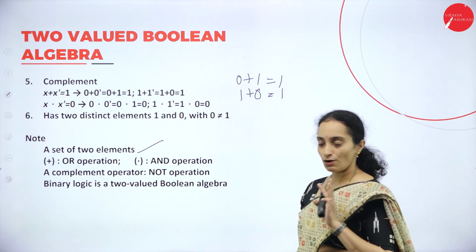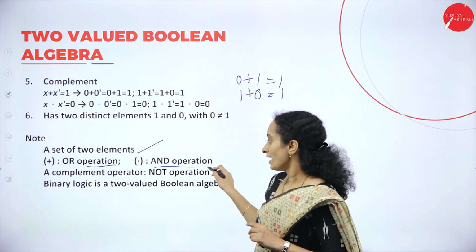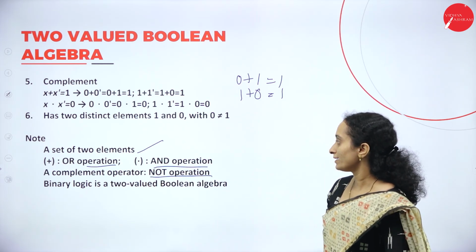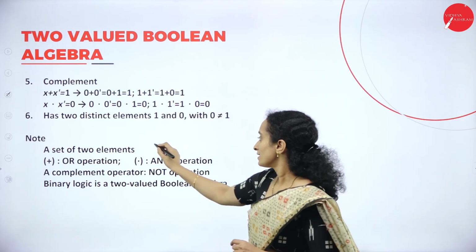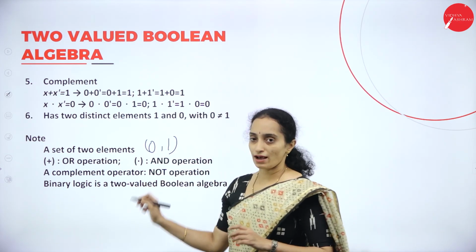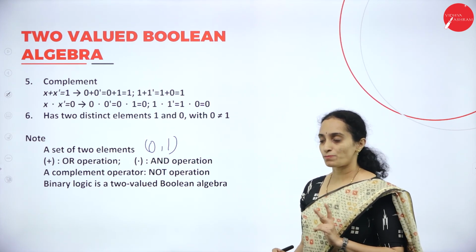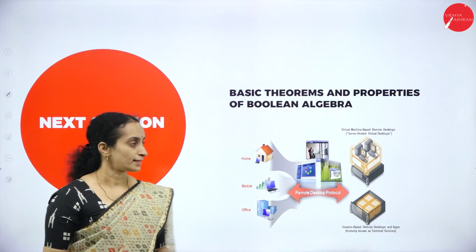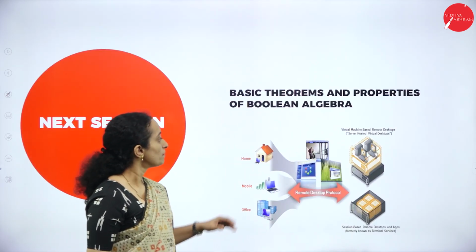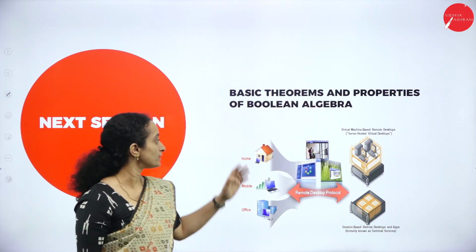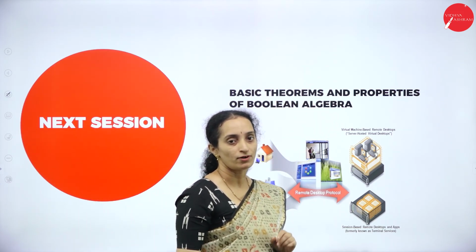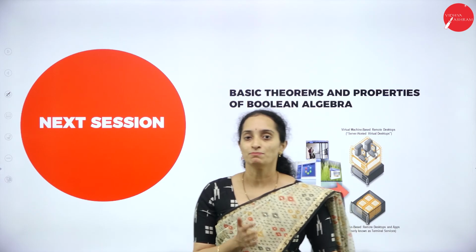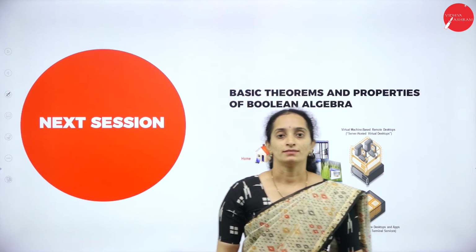So there will be three operations: OR operation, AND operation and NOT operation. Alright. For a set of two elements 0 and 1, you can have the OR operation, AND operation and the NOT operation. In the next session, I am going to explain the basic theorems and properties of Boolean algebra. What are the different properties and theorems that are used in Boolean algebra? Okay. Thank you.